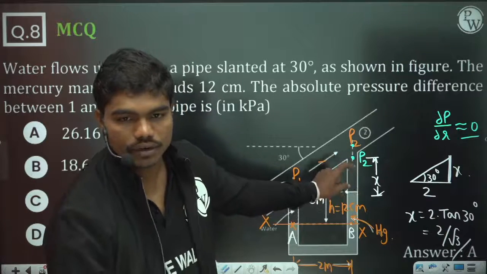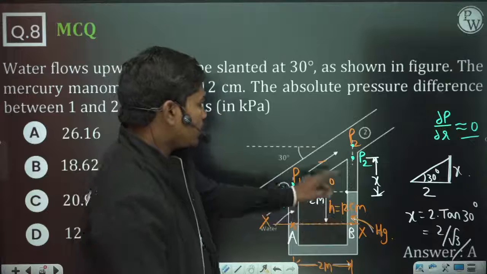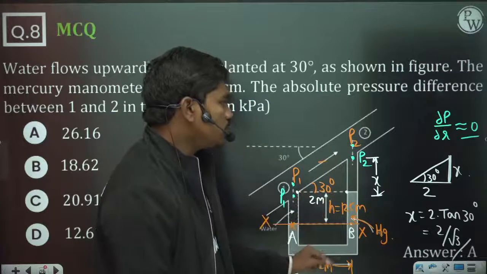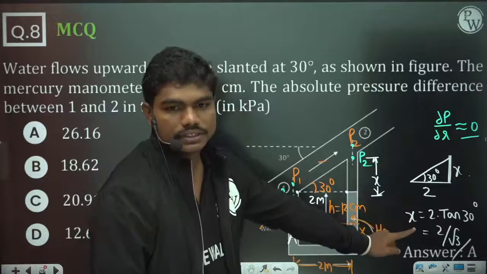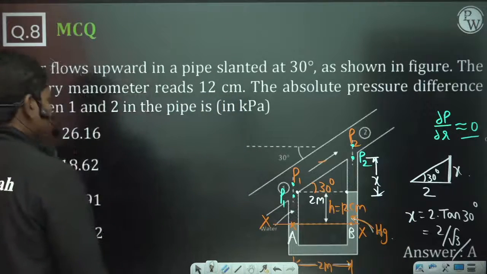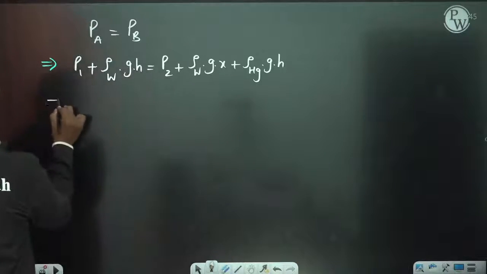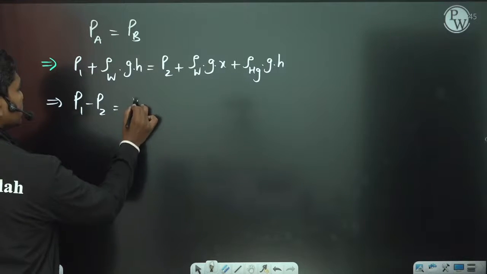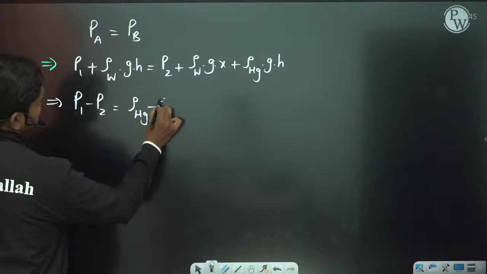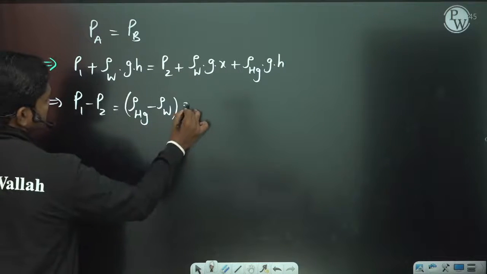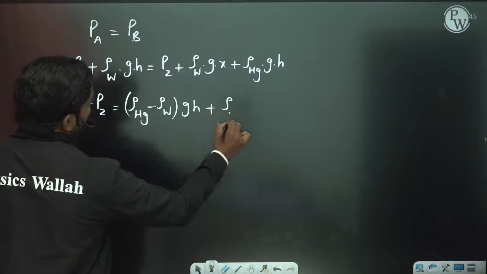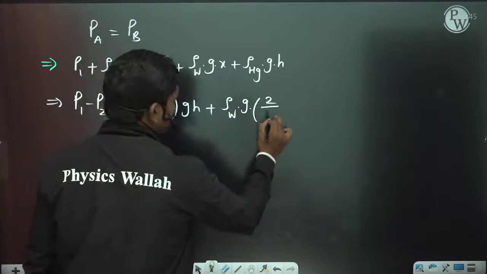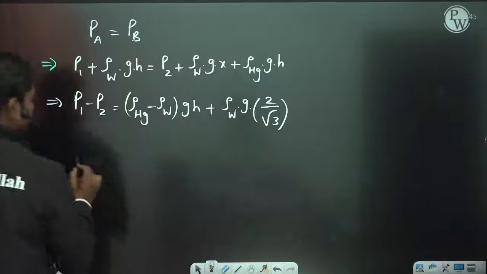So see here, this is your dimension X and this is your 2. So X is 2 times tan 30, which is 2 by square root of 3. Look here, let us substitute. P1 minus P2 is equal to density of mercury minus density of water times G H plus density of water times G into this X, 2 by square root of 3.